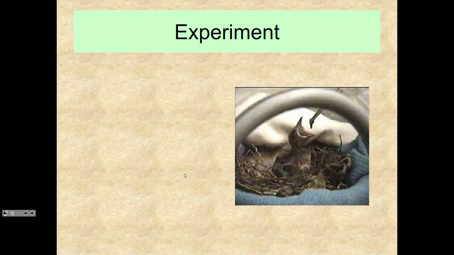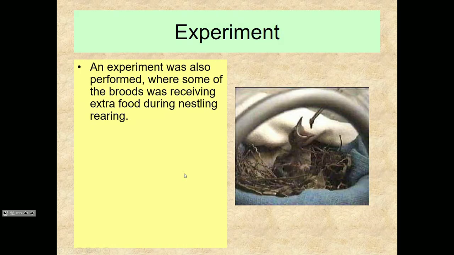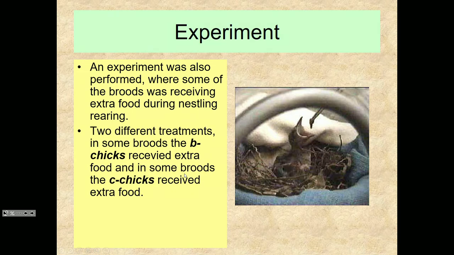I said we also made an experiment, and that was to give them some extra food during nestling rearing. And we had two different treatments. We had broods where the B chicks received extra food, and some broods where the C chicks received extra food. I will come back a little later to details of the experiment.